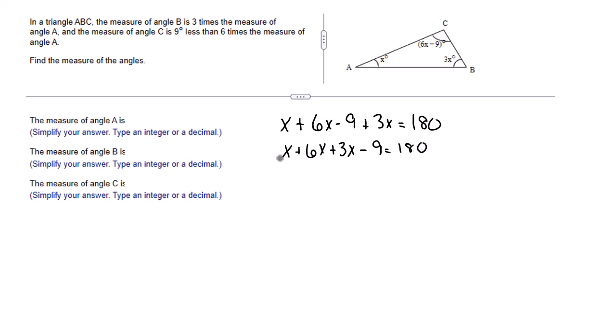Now let's collect our like terms. X plus 6x is 7x. 7x plus 3x is 10x. So we have 10x minus 9 equals 180.